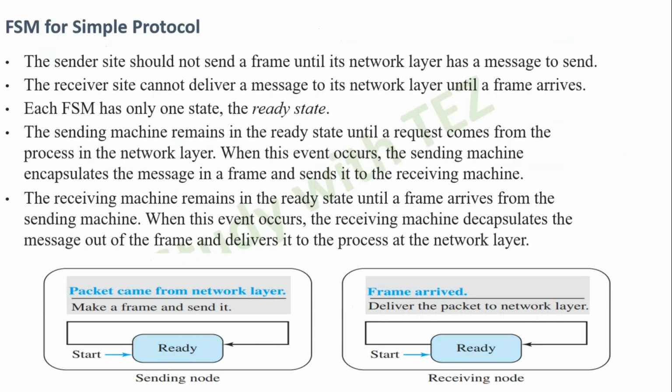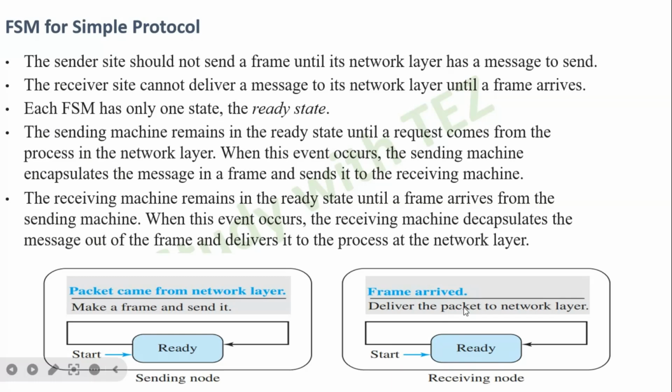It can also be explained using FSM. Here, the sender side should not send the frame until its network layer has a message to send, obviously, because the data link layer provides services for the network layer itself. So once the network layer has some message to send, only then the data link layer will do the job for it. Till there is no packet from the network layer, it will just be waiting. Once a packet comes from the network layer, it will make a frame, all the encapsulation happens, then it will send it. So there is only one state here, always the ready state, and it does the job.